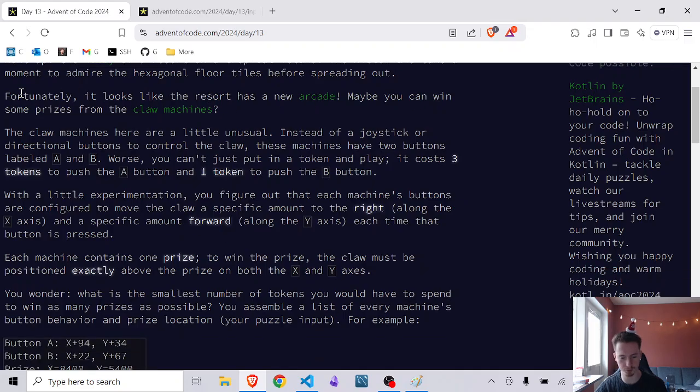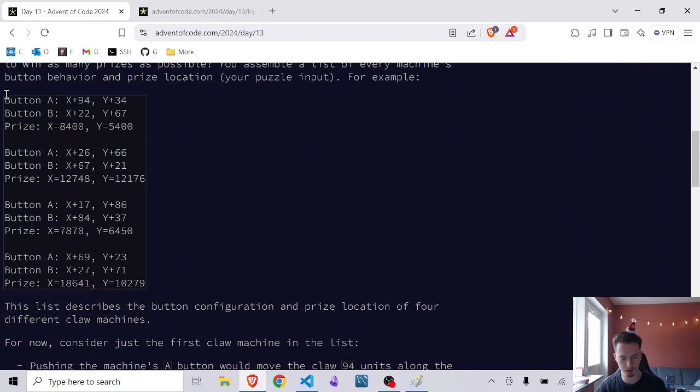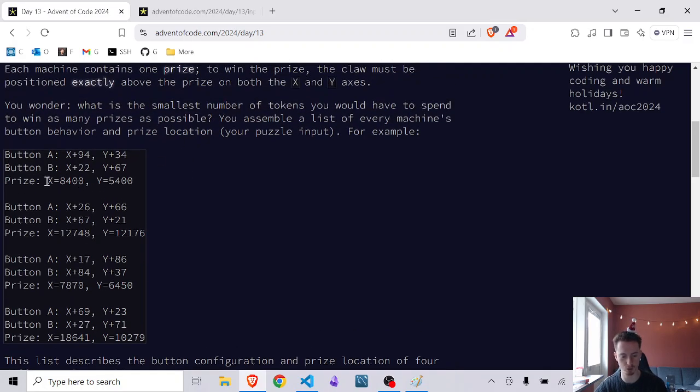For the first part of this day, we have a bunch of text, and there's a button A, button B, and a certain price. We imagine that this is a claw machine, and these are the coordinates that we want to go to, and we start from 0, 0. We have a button that moves us in the X direction with 94 and in the Y direction with 34, and we have another button that moves us in some other direction. So what we want to do is to move some amount of A's and B's. We somehow combine the right amount of A and B buttons to get to exactly this coordinate.